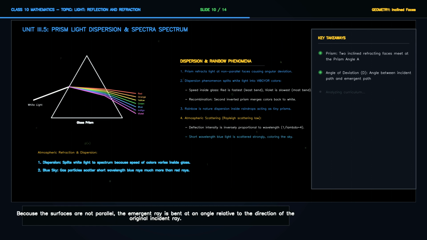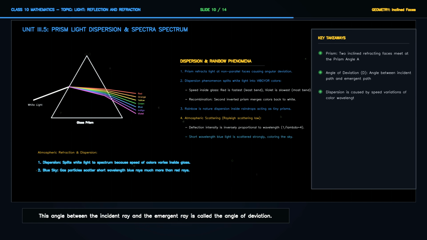Because the surfaces are not parallel, the emergent ray is bent at an angle relative to the direction of the original incident ray. This angle between the incident ray and the emergent ray is called the angle of deviation. The magnitude of this deviation depends on the prism angle and the angle of incidence.